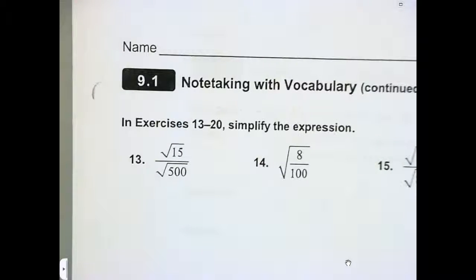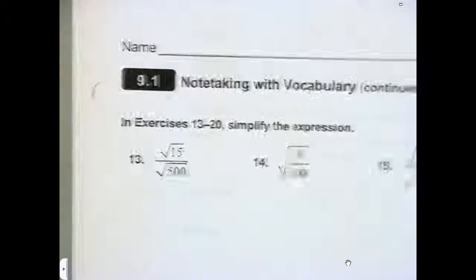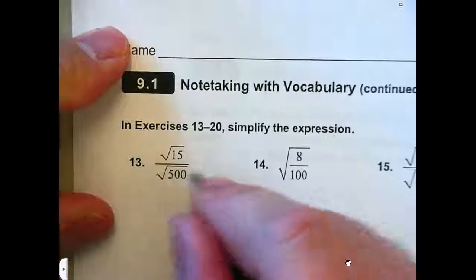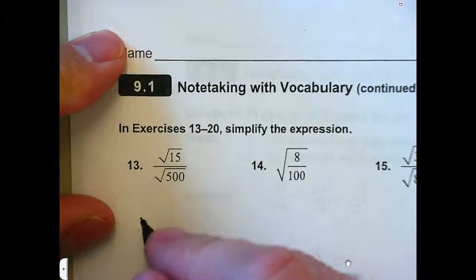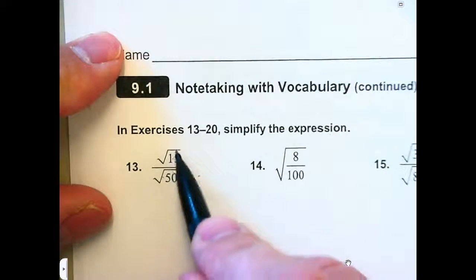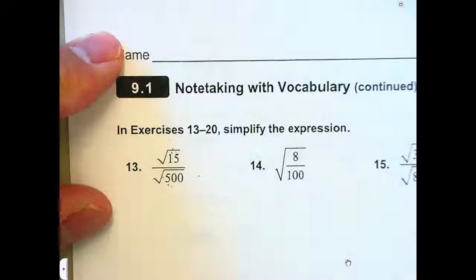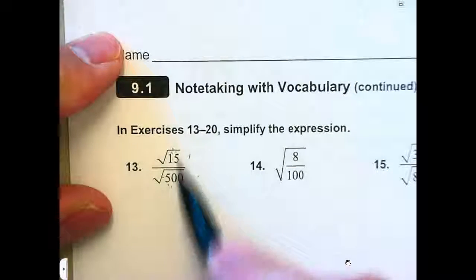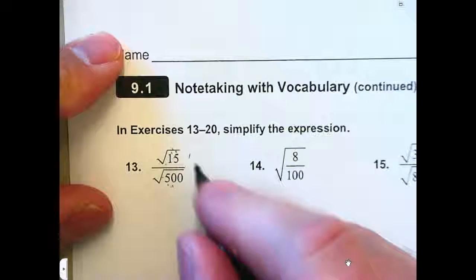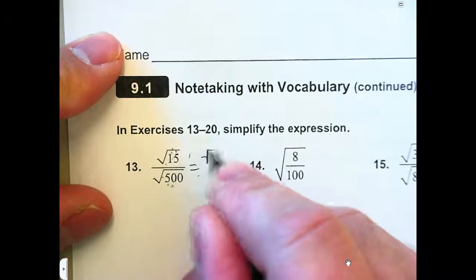Okay, the square root of 15 over the square root of 500. Can we simplify 15? How about 100 or 500? You could break 500 down. 500 becomes what? You can go 5 times 100, right? But if you can't break both pieces apart, try to reduce it first, unless they're already perfect. Neither of these are actually perfect. But is there a number that goes into 15 and 500? 5. How many 5s go into 15? 3. So that would become root 3.